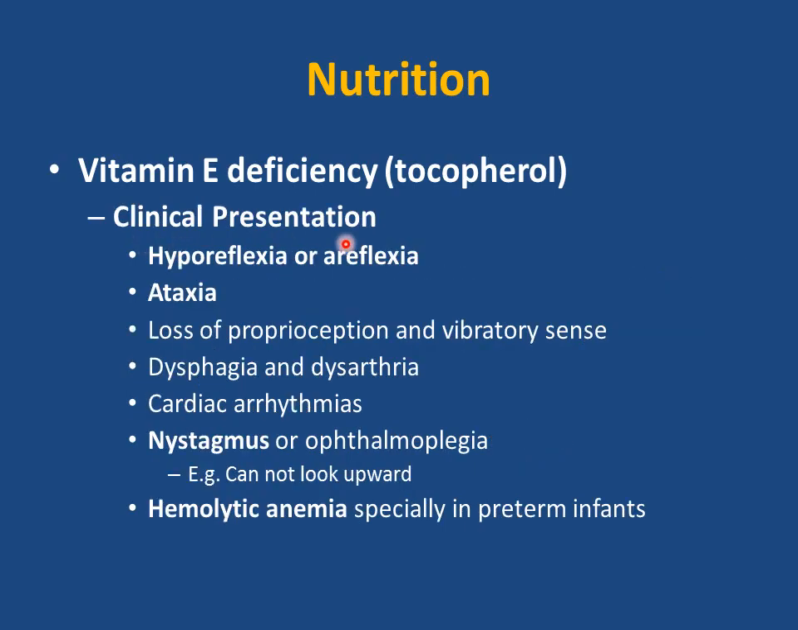Clinical presentation of vitamin E deficiency or tocopherol deficiency: hyporeflexia or areflexia, depending on the degree of deficiency, ataxia, loss of proprioception and vibratory sense, dysphagia and dysarthria. Cardiac arrhythmias. They also may present with nystagmus or ophthalmoplegia, so the patient may not be able to look up or look in different directions. Hemolytic anemia, especially in preterm infants.